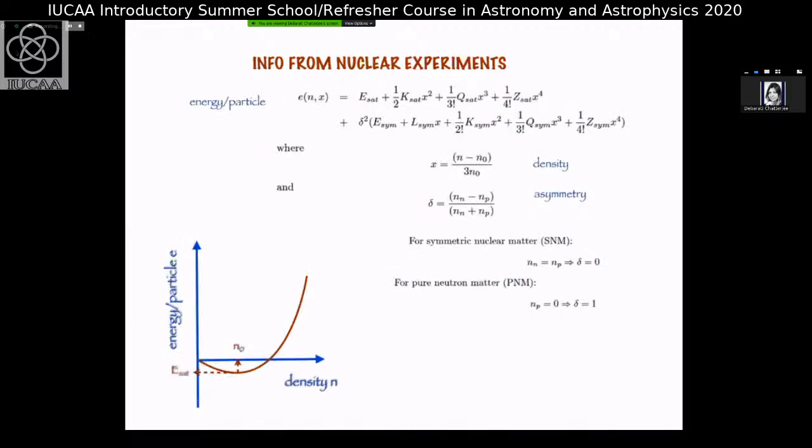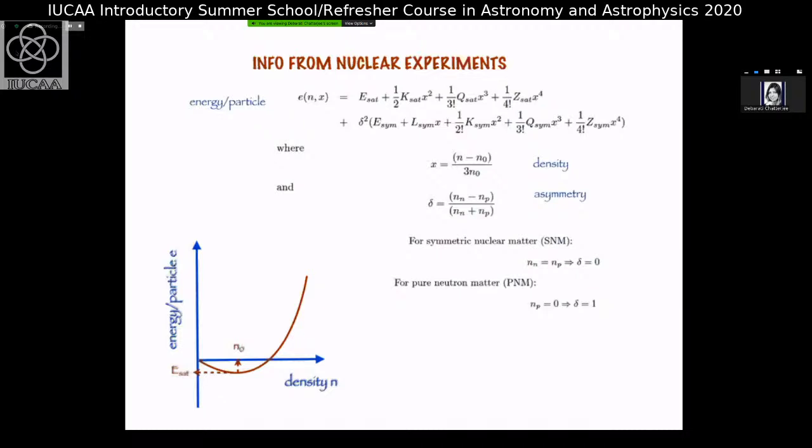So basically the energy per particle that we obtain from the liquid drop model can actually be expressed in terms of the density and the asymmetry. The reason is that now we are extrapolating far away from the nuclear saturation point, the nuclear saturation density. So we are going to higher densities and higher asymmetries in order to describe neutron stars.